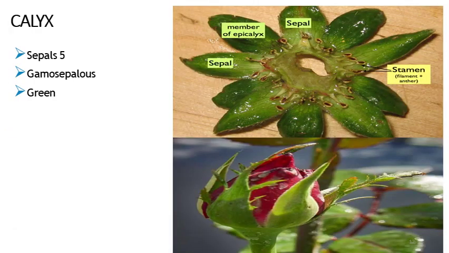As far as the first whorl of the flower of this family is concerned, it possesses five sepals, and these sepals are gamosepalous. It means all sepals are united. So by the union of these sepals, it forms a tube-like or tubular structure that surrounds the gynoecium. As far as the aestivation, or the arrangement of sepals and petals with respect to one another, it possesses valvate aestivation, in which the sepals and the petals merely touch each other at their edges.